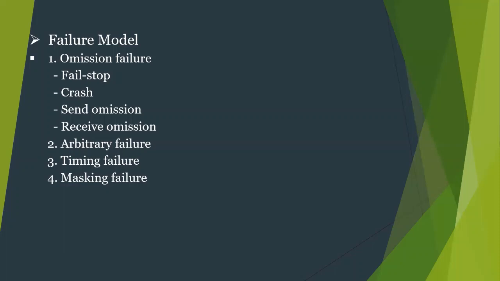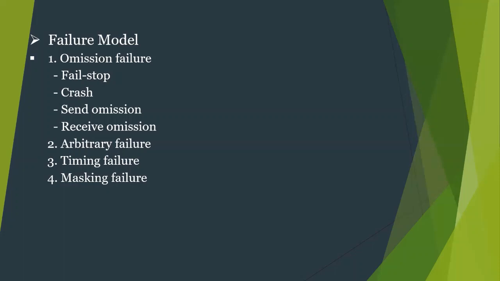What is send omission? A process completes a send, but the message is not put in its outgoing message buffer. What is receive omission? A message is put in the process's incoming buffer, but that process does not receive it. And another one is channel omission. What is this? A message inserted in the outgoing message buffer never arrives at the other end's incoming message buffer. So these are the different classes of omission failures.